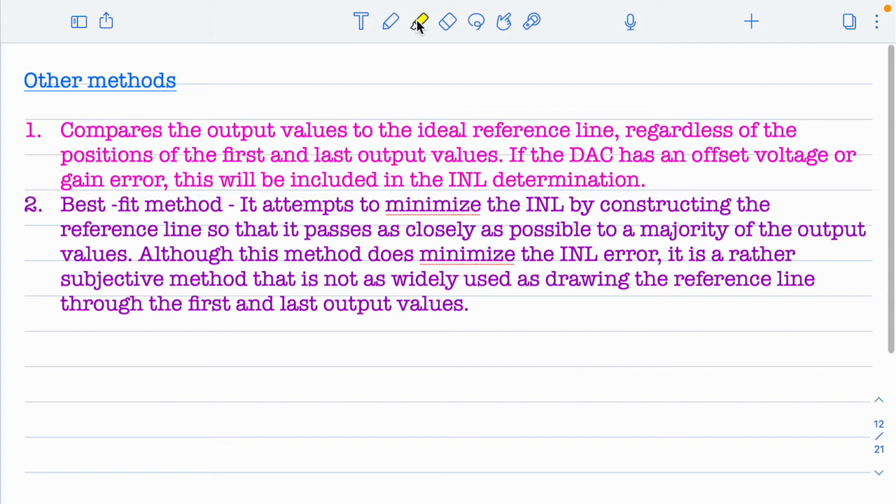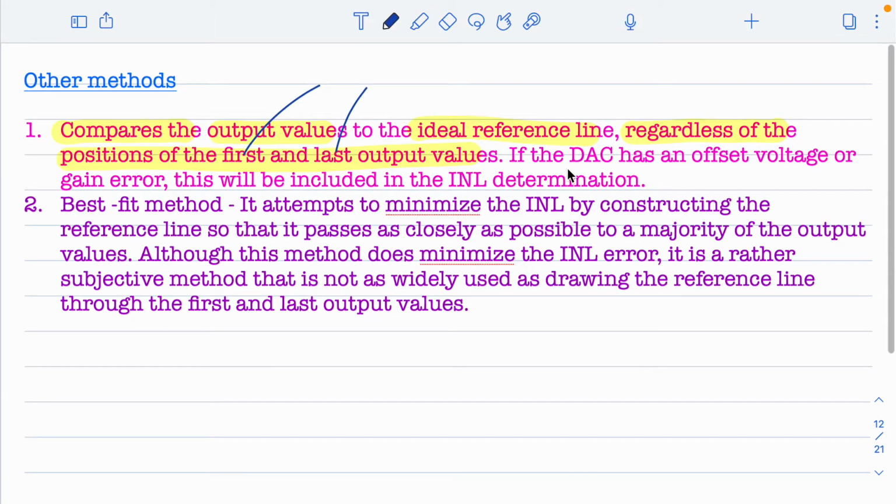So what we have discussed just now is that, after drawing a reference line, we measure against it, right? In this method, we are comparing the output values to the ideal reference line, and that reference line is drawn by connecting the analog output values for the first and the last codes. This is done regardless of the positions of the first and last output values. We are not checking whether those output values are the actual values, or whether some other error is associated with them. Without checking that, we draw a reference line and measure the integral nonlinearity.